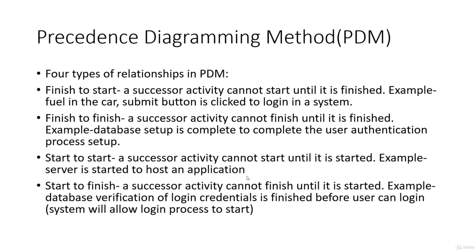There are four kinds of relationships which are used in this technique to represent the flow, the sequence: finish to start, finish to finish, start to start, start to finish. Finish to start means that a successor activity cannot start until the dependent is finished. Dependent means like the login page. The login page is dependent on the registration page. So unless the registration page is finished, login cannot be started.